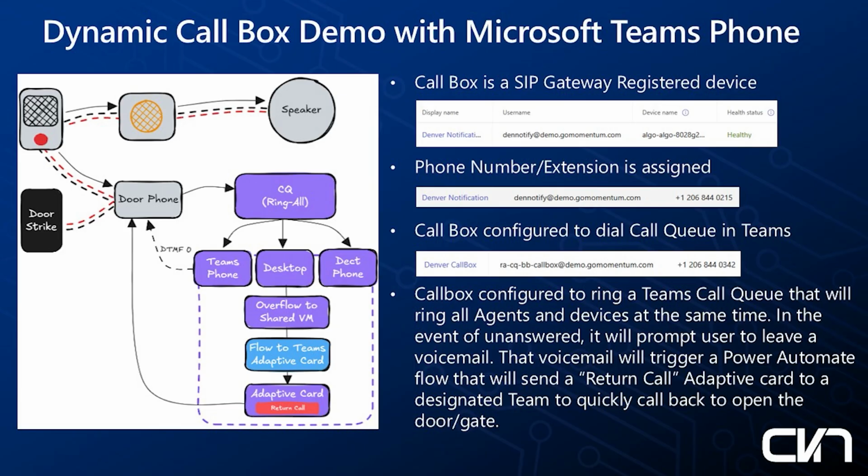So what the scenario would be is I'm going to use the stockyard as the example. I'm top left with that little red circle. It's call out to my CQ, which is call queue.